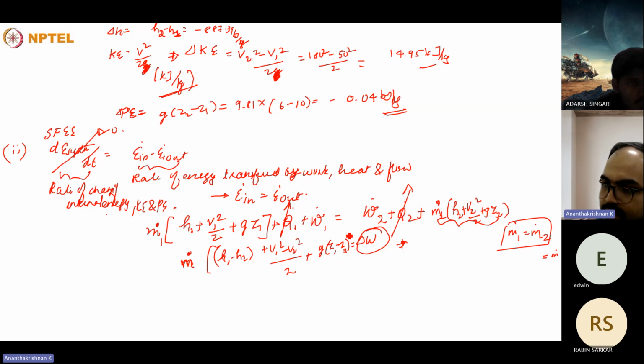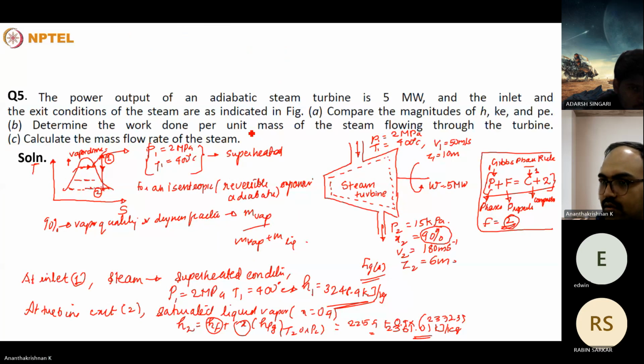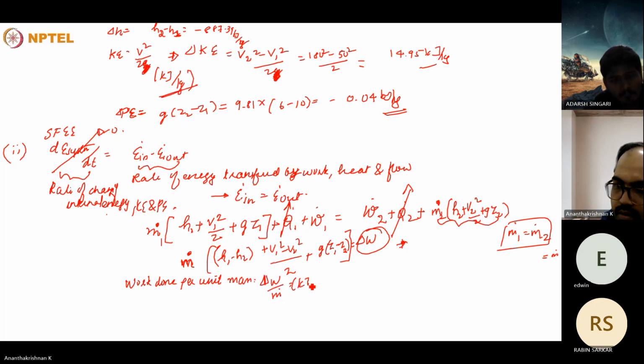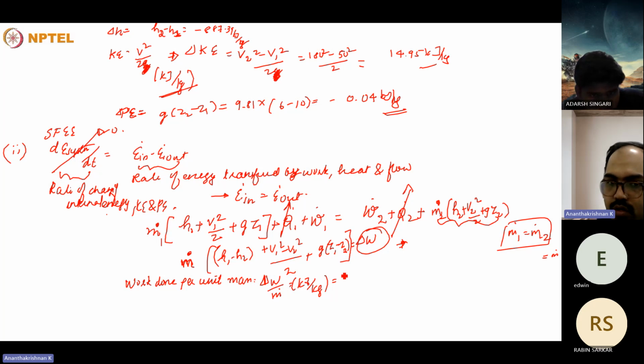So yes, we need to calculate the work done per unit mass. So we take this m dot to the right hand side. So work done, specific work: H1 minus H2 plus V1 squared minus V2 squared divided by 2 plus G into Z1 minus Z2.